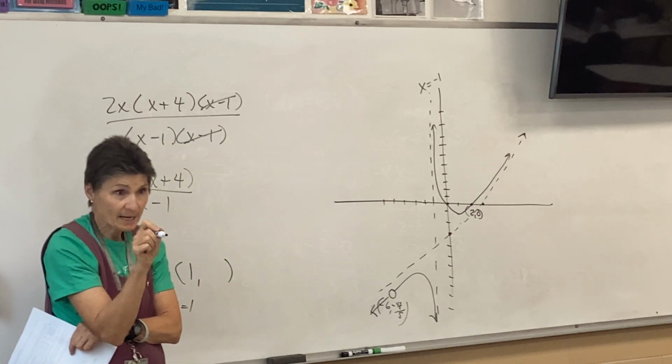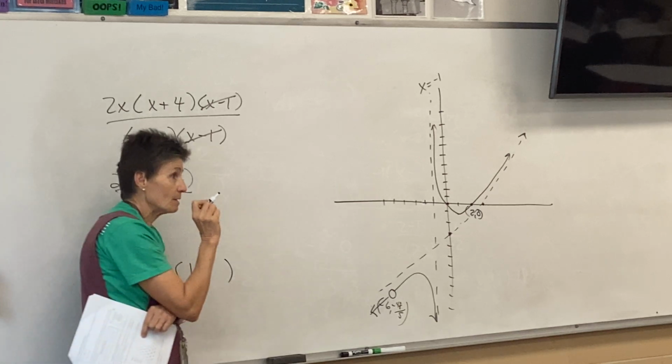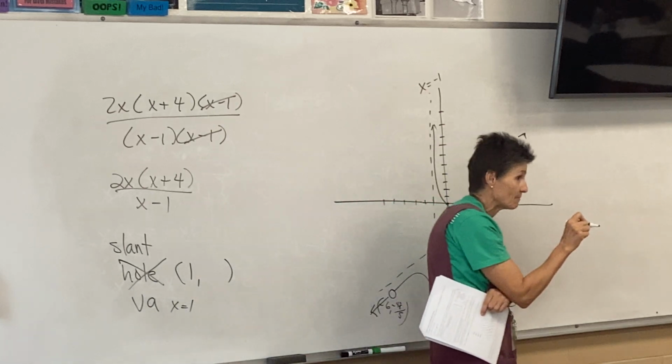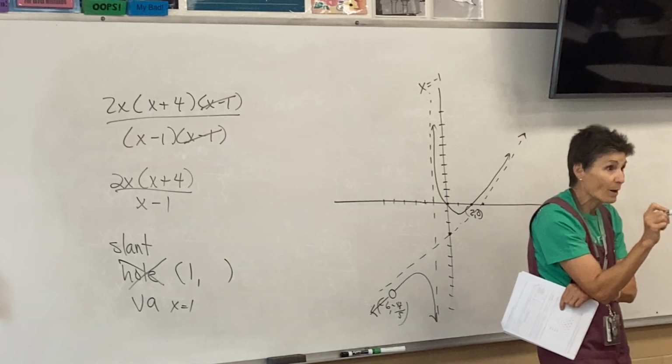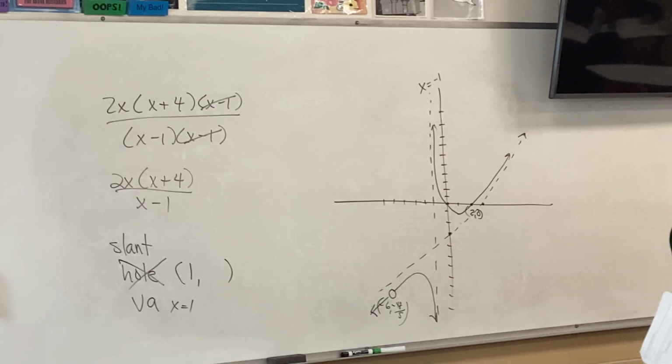Does everybody understand that now? You have to be careful, and it's my fault, because I have led you to believe that when you cancel, you have a hole. But a hole is a removable discontinuity. So it's only a hole if you can get rid of the problem. In this case, we can cancel, but we still have the problem. You see what I'm saying?